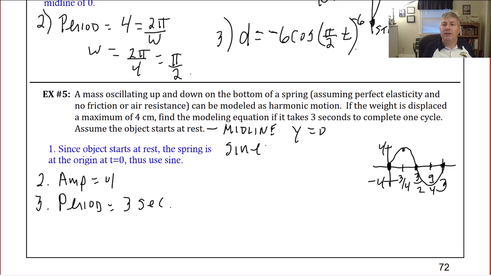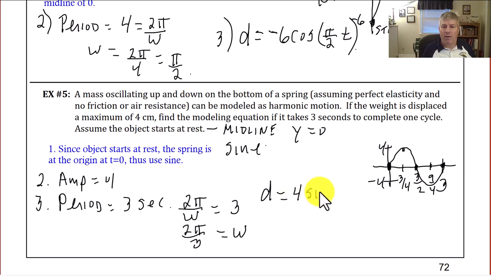Although we do need to figure out what our value of omega is using our function for period. So 2 pi over omega is equal to 3. We multiply both sides by omega and divide by 3, and we get 2 pi over 3 equals our omega. So we're going to use our sine curve and write our function, and we get d equals our amplitude of 4 sine of 2 pi over 3 times t.